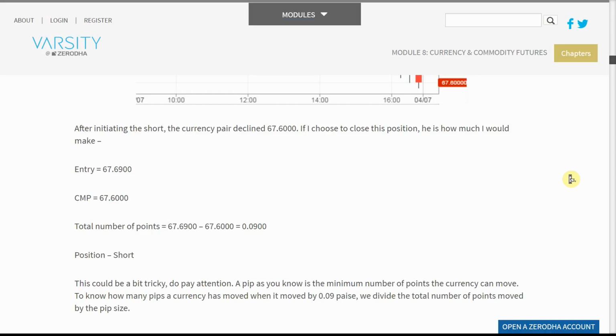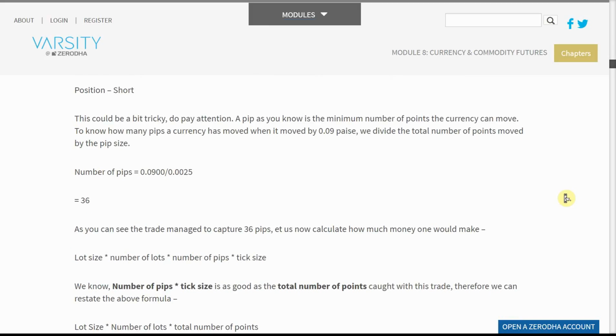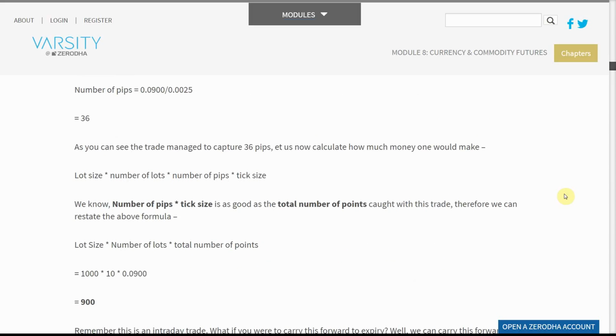Position, short. This could be a bit tricky. Do pay attention. A pip, as you know, is the minimum number of points the currency can move. To know how many pips a currency has moved when it moved by 0.09, we divide the total number of points moved by the pip size. Number of pips = 0.0900 / 0.0025 = 36. As you can see, the trade managed to capture 36 pips.